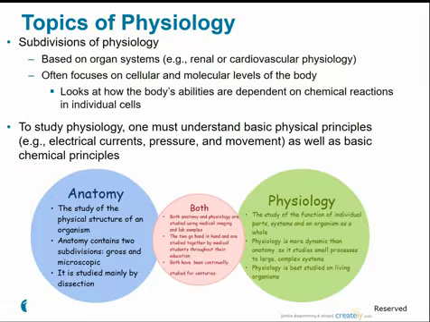Subdivisions of physiology are based on different organ systems. So throughout the course, we'll look at different organ systems and their physiology. So the renal system or the urinary system, the cardiovascular system, the respiratory system. When we look at these organ systems, we often focus on the cellular and molecular levels of the body and the tissues. So it looks at how the body's abilities are dependent on these chemical reactions within individual cells.